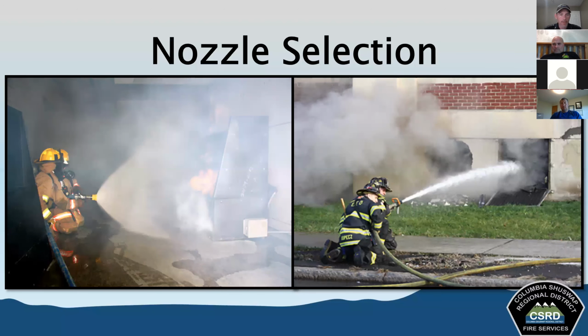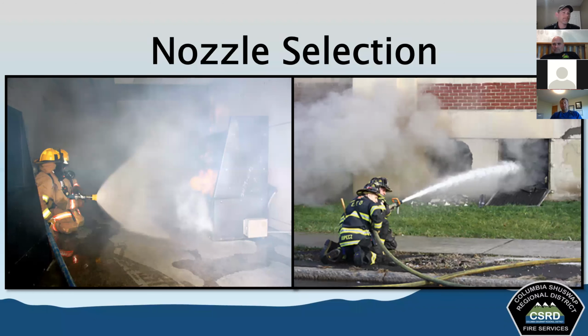A straight stream can also be used. When we use a fog nozzle, we can have a straight stream or a fog pattern, and the straight stream can be used to penetrate hot gas layers. It can be shot into the hot gas layers, cooling them down. It helps cool down the compartment linings, and it can help penetrate in and actually get to the burning fuel.